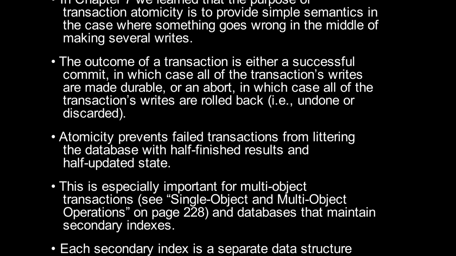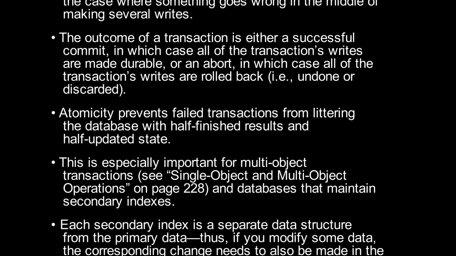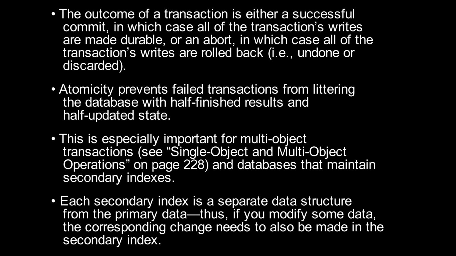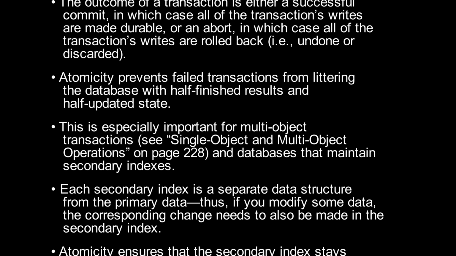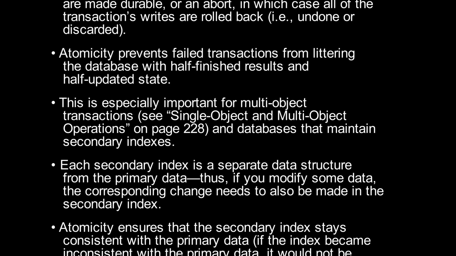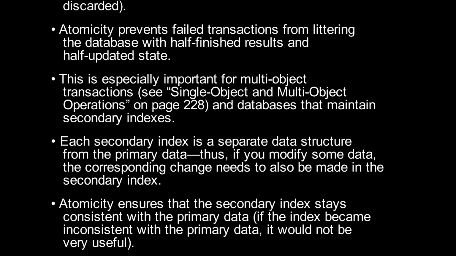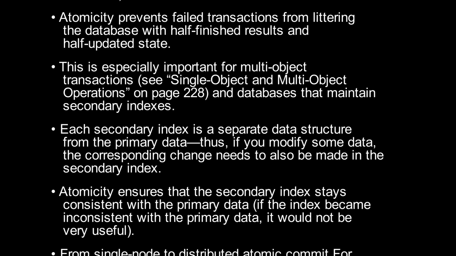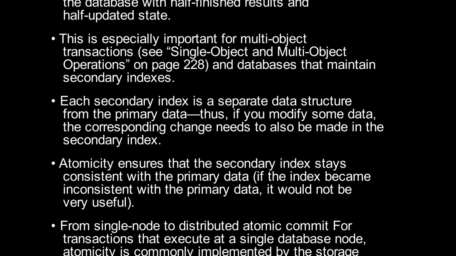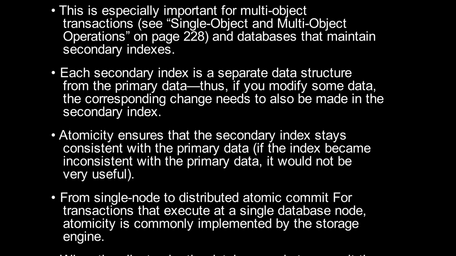This is especially important for multi-object transactions. See single object and multi-object operations on page 228, and databases that maintain secondary indexes. Each secondary index is a separate data structure from the primary data. Thus, if you modify some data, the corresponding change needs to also be made in the secondary index. Atomicity ensures that the secondary index stays consistent with the primary data. If the index became inconsistent with the primary data, it would not be very useful.